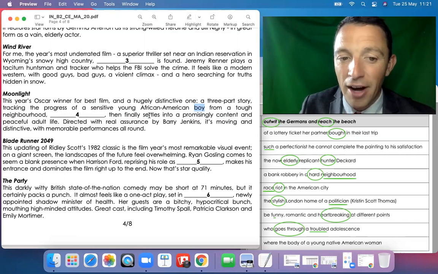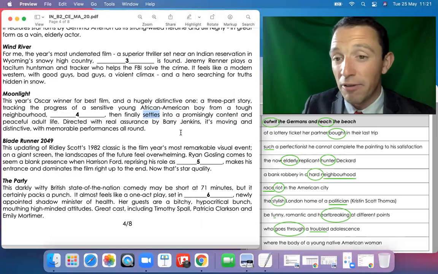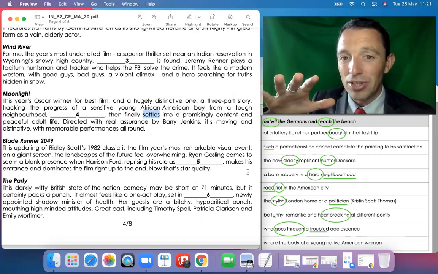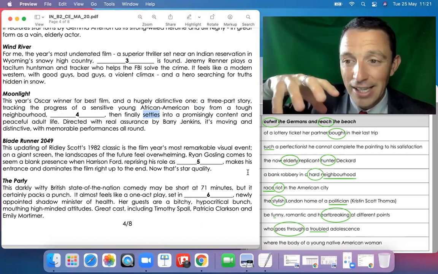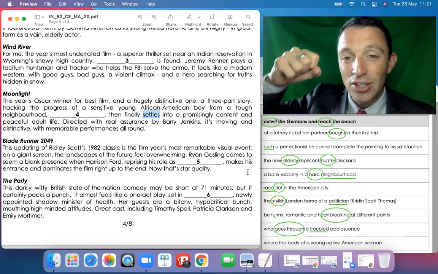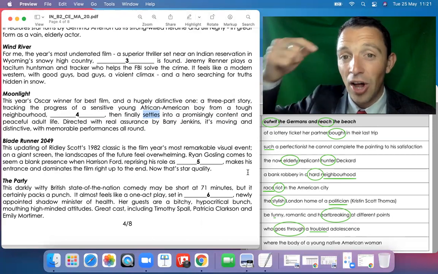Okay, and then again, finally, settles into, so the verb to settle is to establish yourself. If you travel the world, you travel, and finally you settle in Ireland. The significance is you stay in Ireland for the long term.